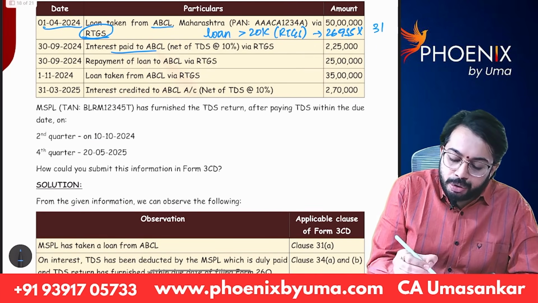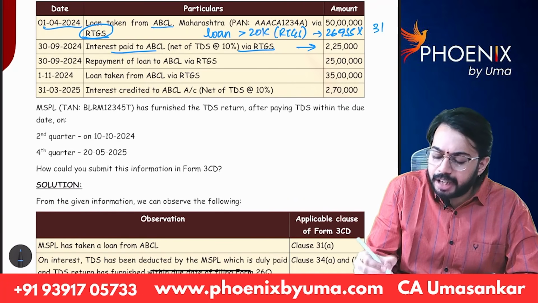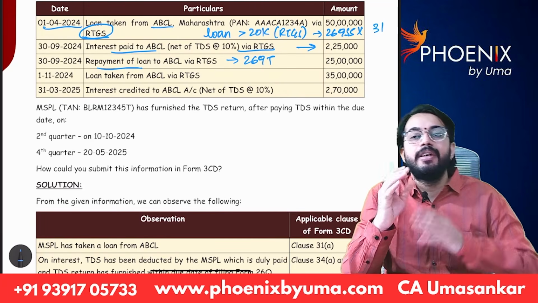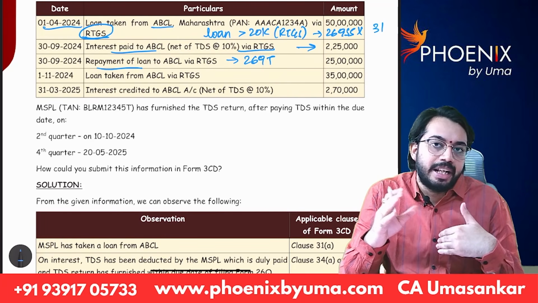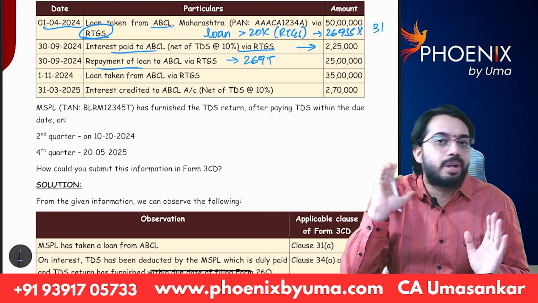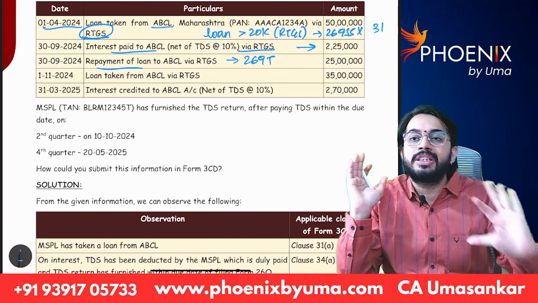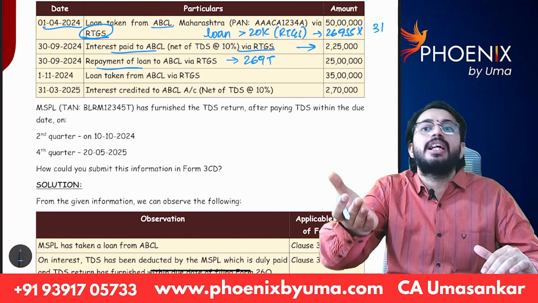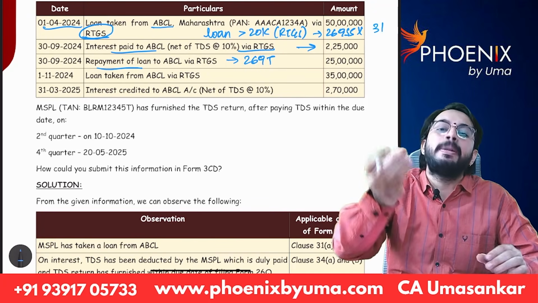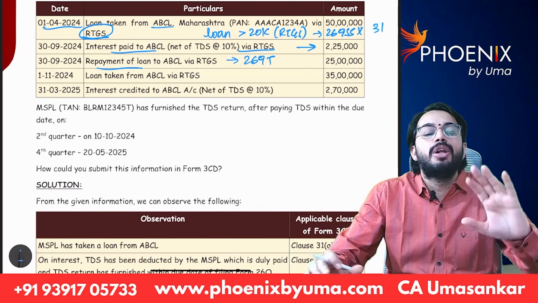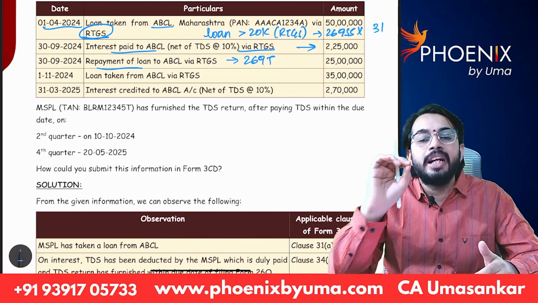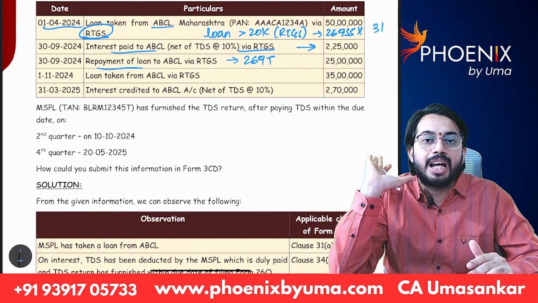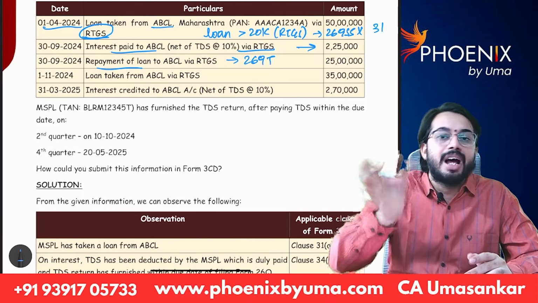Next, interest paid to ABCL via RTGS 2,25,000. Repayment of loan. This is relating to 269T, right? See, whenever loan taken is more than 20,000, whenever loan repaid is more than 20,000, 269SS, 269T provisions you have to check. In all those cases, even though loan taken is in the form of bank, still you have to report the transaction. You have to report loan taken is more than 20,000, but it is not taken in cash, it is taken by way of bank transaction. 269SS provisions are not applicable. In that way, you have to give the disclosure.